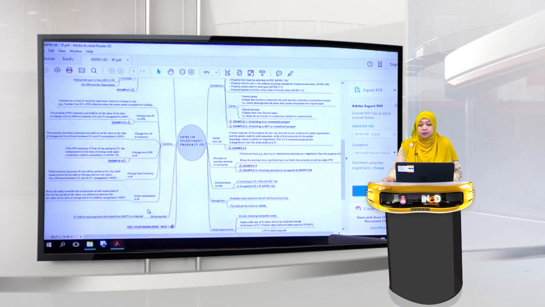Alright, so that's all for today. We have basically covered MFRS 140 and also examples given to enhance your understanding of investment property.